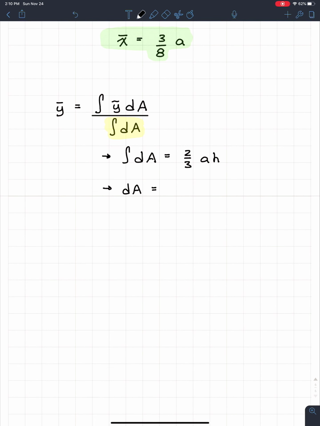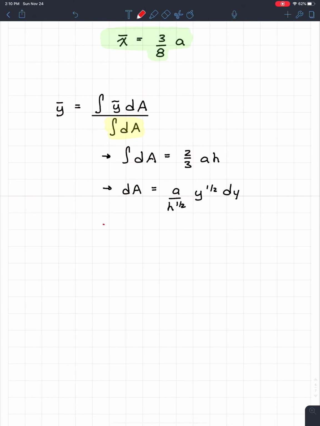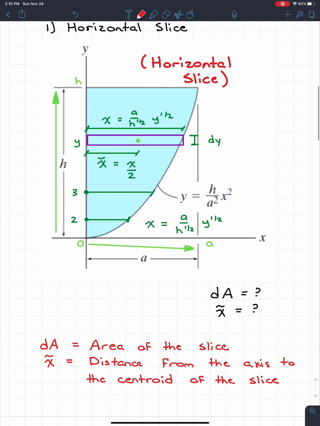So we got a divided by h to the 1/2 times y to the 1/2 dy. So even for our top integral, we already know one of the unknowns. The only thing now, and I'll do this in red so everyone can see exactly what I mean, is our y squiggle. That's the only thing now that we don't know. So once we find x bar, a lot of the other stuff we need to find y bar is kind of already known.